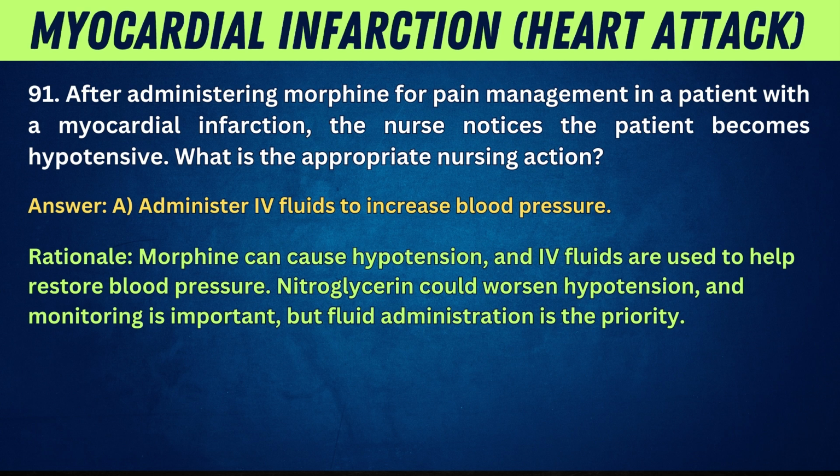Rationale: Morphine can cause hypotension, and IV fluids are used to help restore blood pressure. Nitroglycerin could worsen hypotension, and monitoring is important, but fluid administration is the priority.